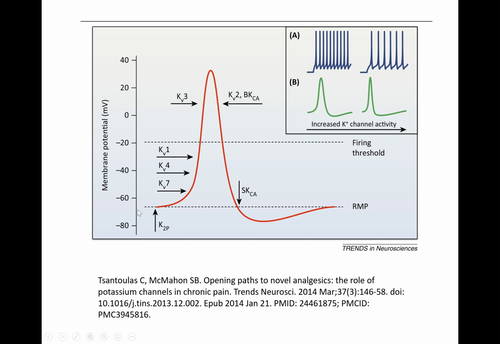So during rest, this is open and it's driving the potential towards the E potassium. There are many different types of voltage-gated potassium channels that open at different thresholds. And then here you see the calcium-activated potassium channel. And if that stays open for a long period of time, that can actually cause the cell to be hyperpolarized for a longer period of time and actually decrease the activity, right?